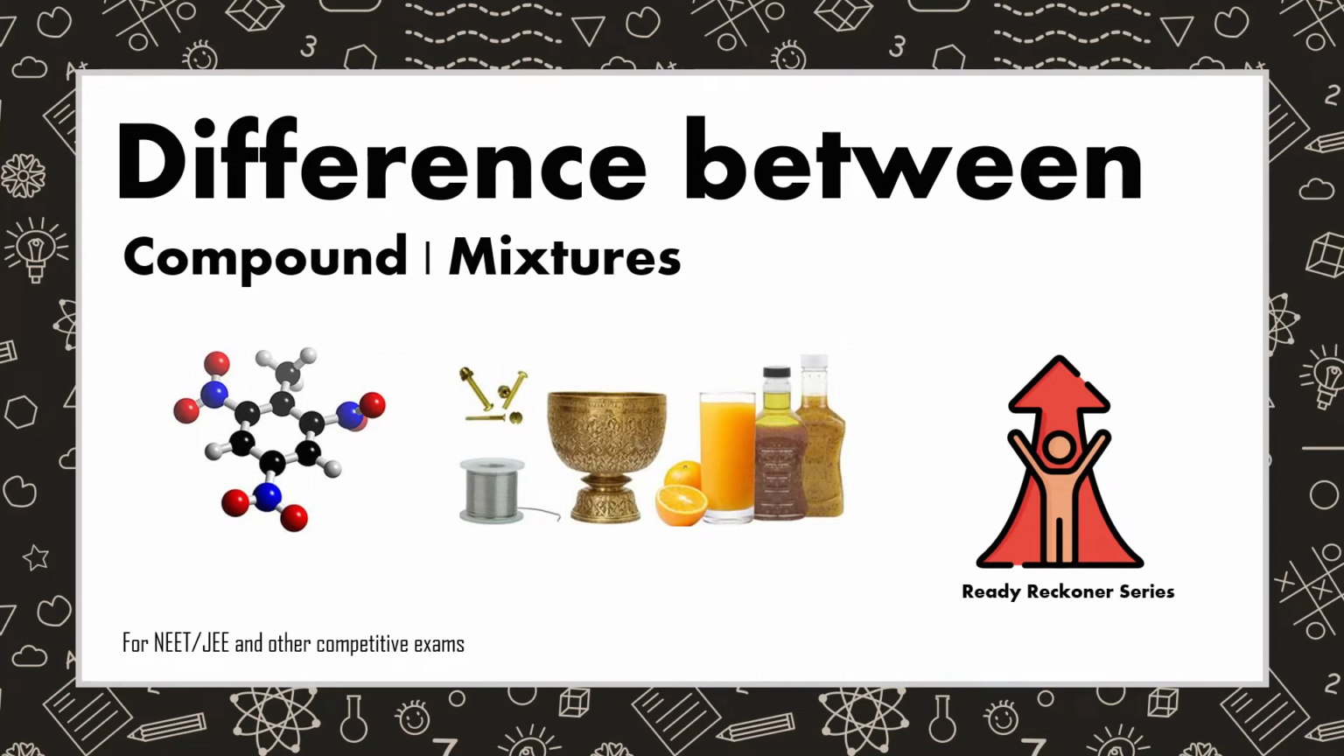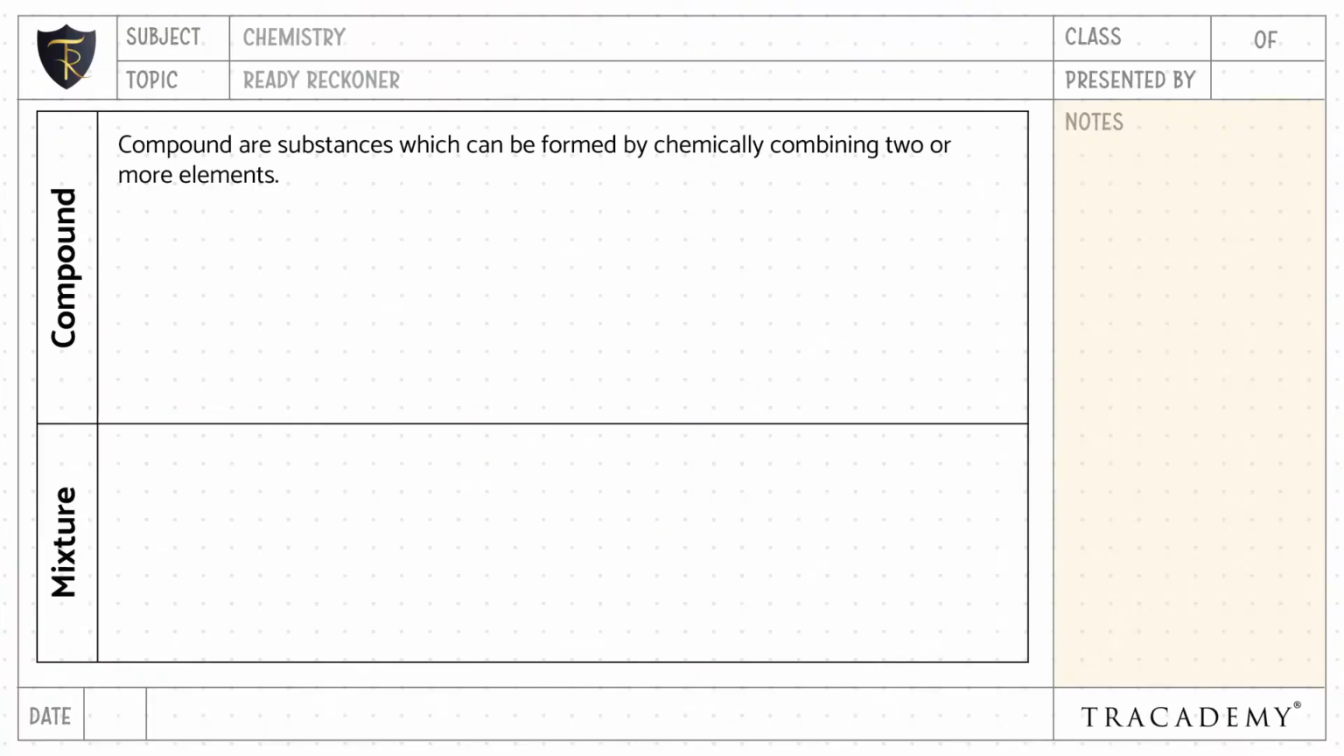In this video, let's understand the difference between a compound and a mixture. Compounds are substances which can be formed by chemically combining two or more elements, whereas mixtures are substances that are formed by physically mixing two or more substances.